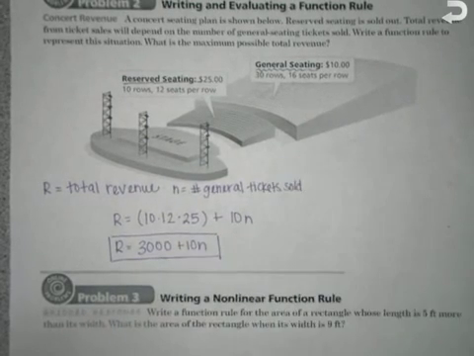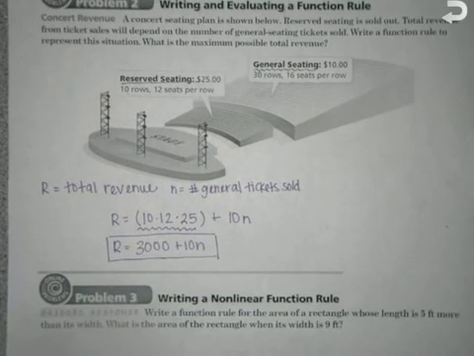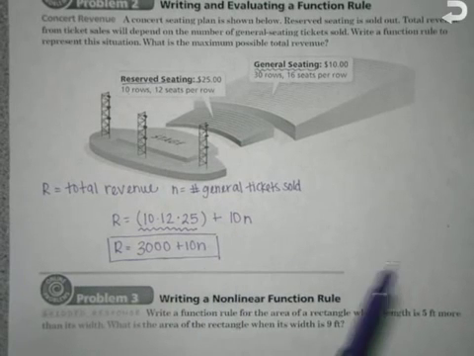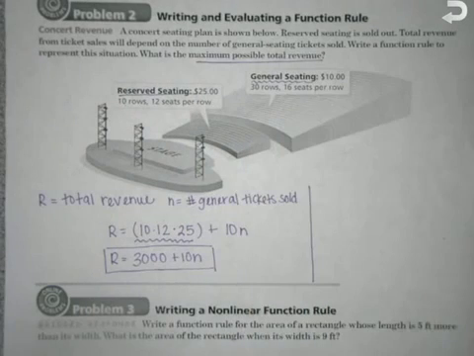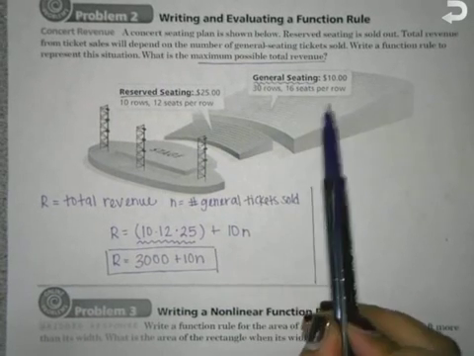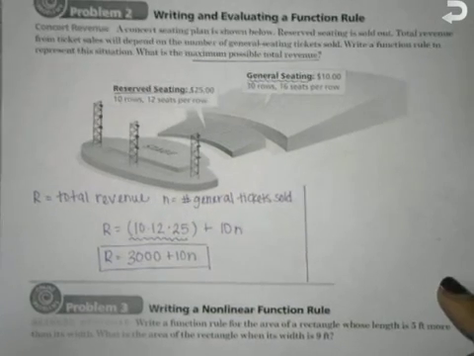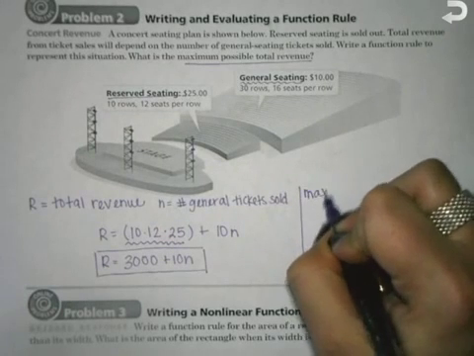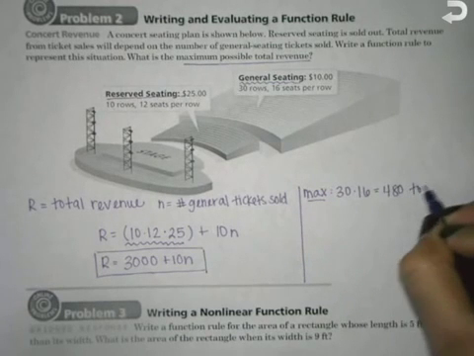Okay? So we know for sure that we made $3,000 already because we sold all those reserved seats. And then we just add 10 times however many general seating tickets that we sold. Make sense? Okay, so then I want to know what is the maximum possible revenue. How can we figure out the maximum possible revenue? You just add all the money you got from the general seating and the reserve. Yeah, so we add up all the money from the reserve and the general, but how do we figure out how many general seats there are? 30 times 16, so that's what we're going to plug in. So the max number of seats is 30 times 16, which gives me 480 total general seats.